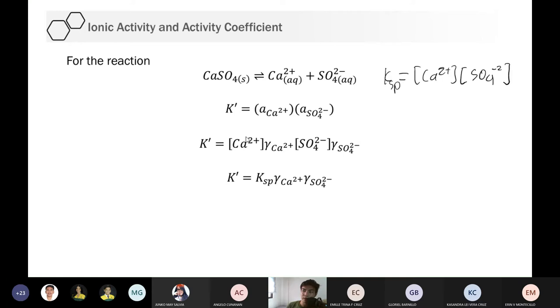We know that activity is concentration times gamma, so we express that as this. No? And express lang natin yung activity into concentration times gamma, concentration times gamma. And if you combine the concentrations, that's equivalent to your KSP. Times your gamma values. So, ito lang yung nadagdag talaga, yung gamma. Again, bakit dinagdag natin yung gamma or the activity coefficient? To account for the ionic atmosphere. So, ganun.